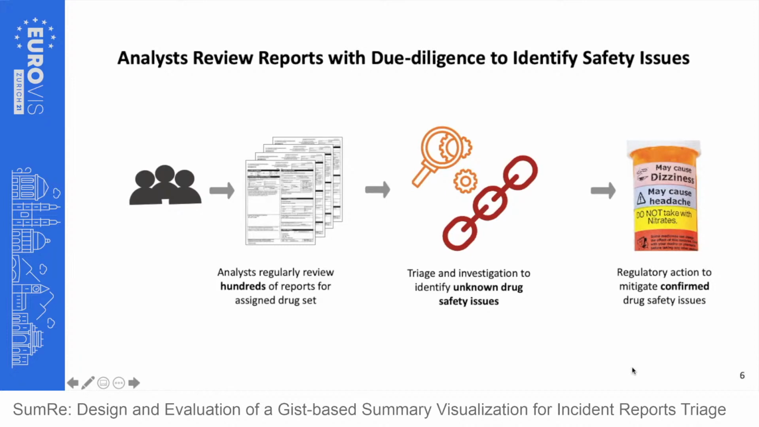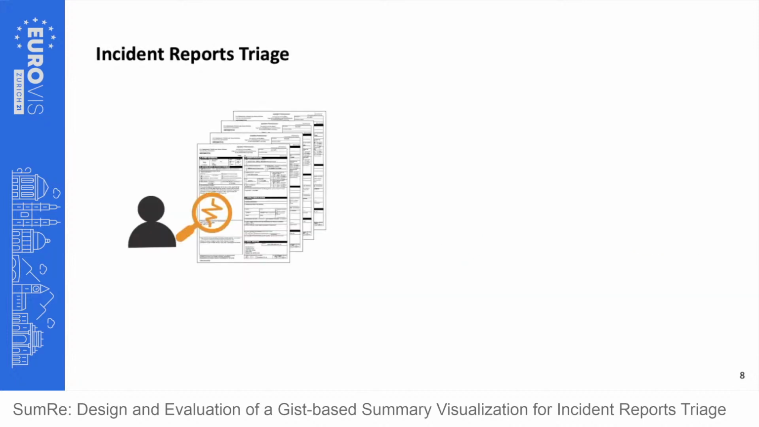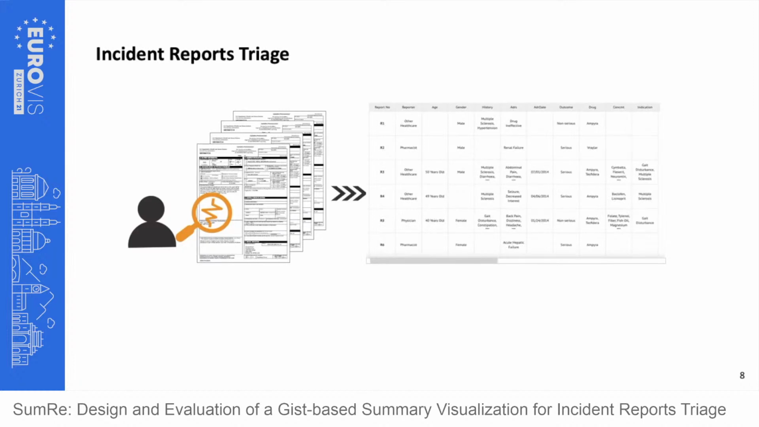Now, analysts at the FDA perform a detailed analysis of these drug safety reports to identify safety issues. Basically, the analysis involves triage and investigation, and once an incident is confirmed, regulatory action is taken, such as adding warnings to the drug label. Our focus in this work is only on incident reports triage, and we do not address the investigation of these reports. To understand incident reports triage, analysts review these reports by looking at the structured information, and for each report they make a decision whether they should investigate the report further or not, which is a lengthy and complex process.